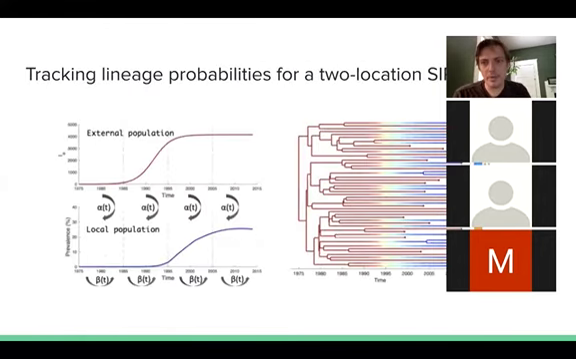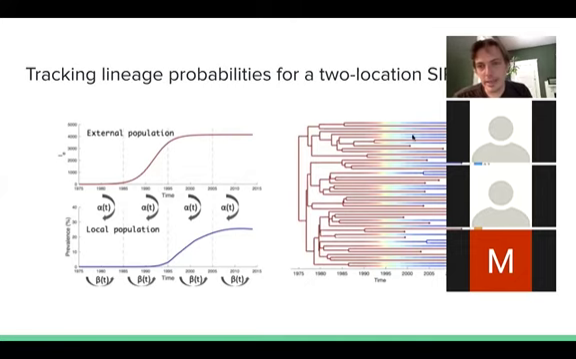So for example, if we had a 2-population SIR model where we had an external population and then a local population that we were interested in, we could track the relative probability of every single lineage in our phylogeny being in either the external population or the local population, using these master or ordinary differential equations that were on the last slide.